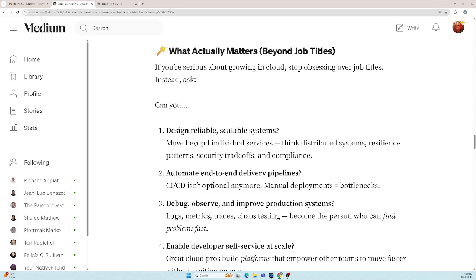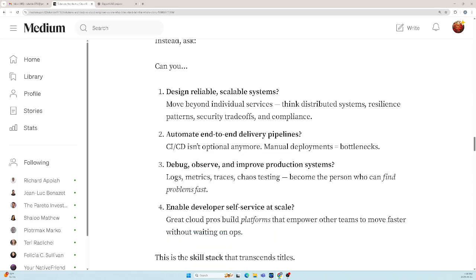Design reliable, scalable, and resilient systems. Move beyond individual services. Think distributed systems, resilience patterns, security trade-offs, compliance. Okay. Then automated end-to-end delivery. So CI/CD is essential, not a manual deployment bottleneck.